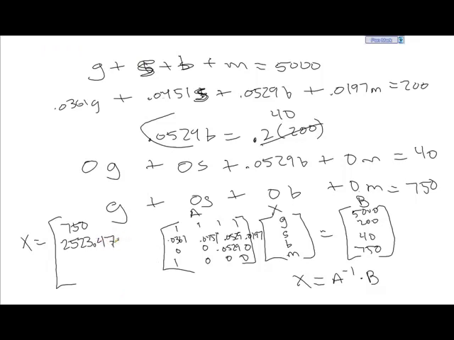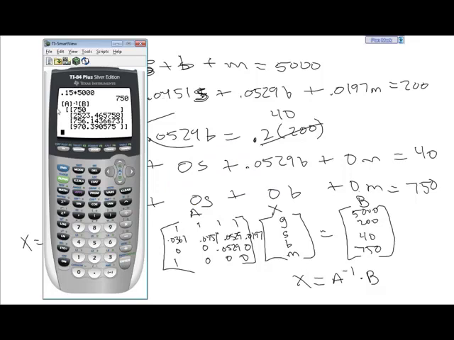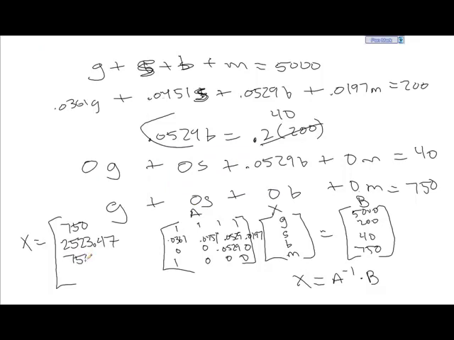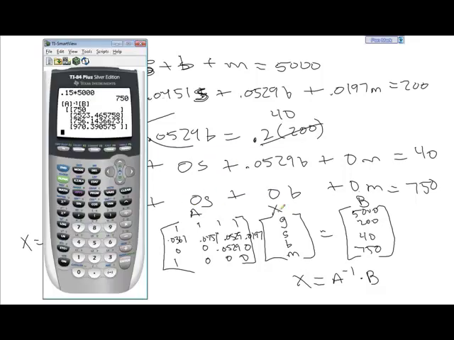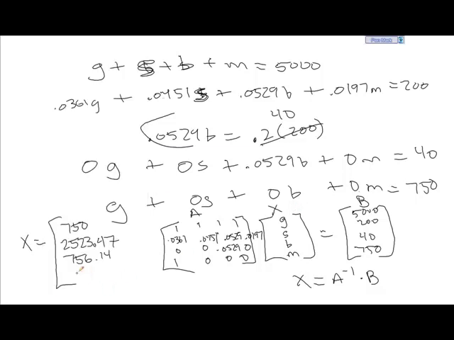$2,523.47 approximately into the social choice. $756.14 into the bond market, and $970.39 into the money market fund. So remember, this is GSBM. And we're done. So these should all add up to 5,000. If we went back and double checked it, we should be able to confirm all these constraints given these values.